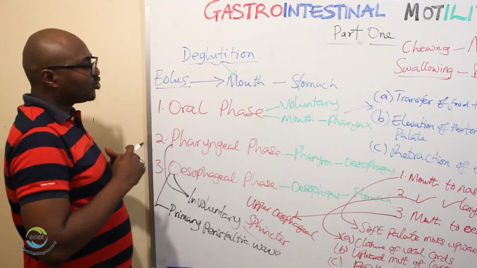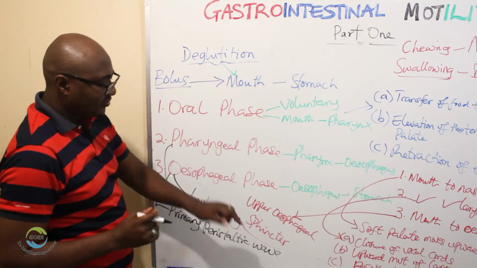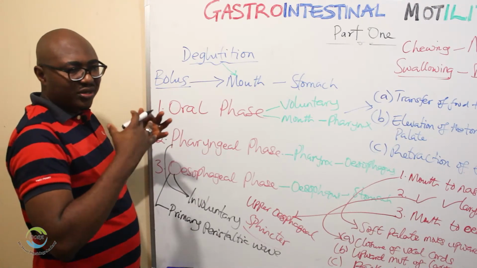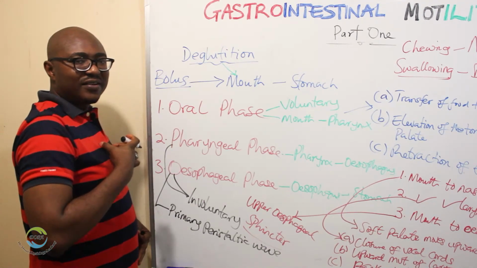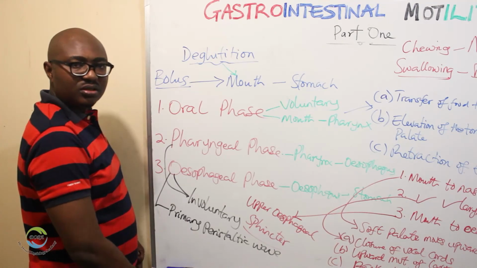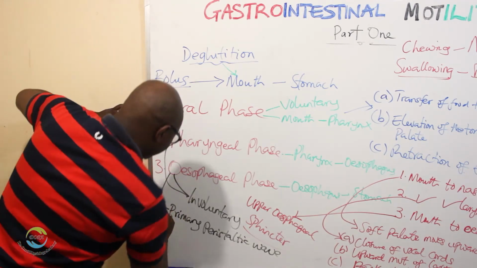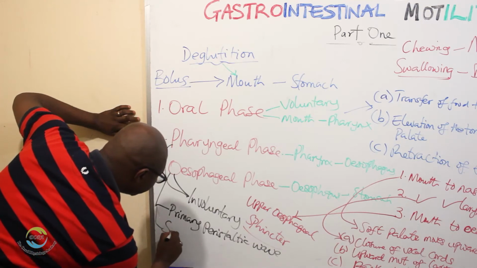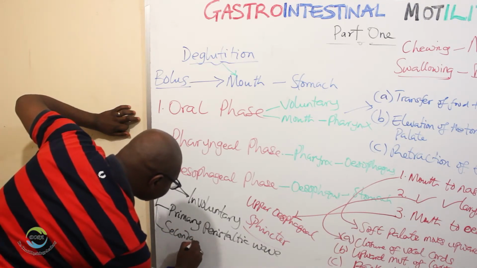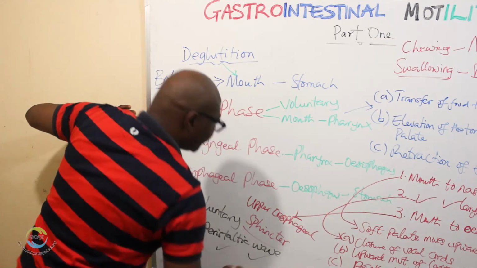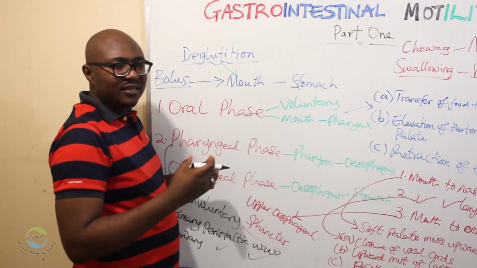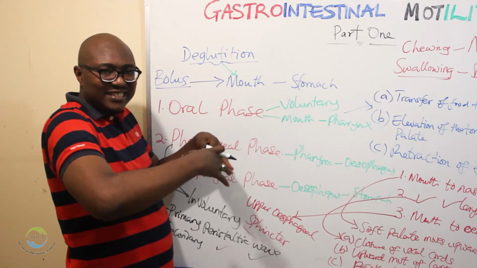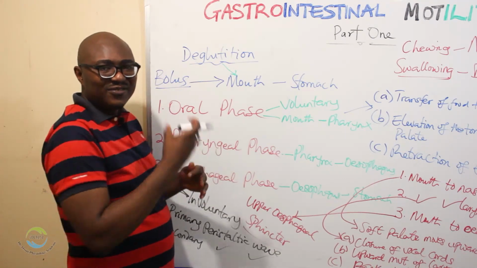The primary peristaltic wave is from the force of the oral phase pushing it. But sometimes this primary peristaltic wave is not strong enough to push the food from the pharynx down to the stomach. So there's another one called the secondary peristaltic wave, and this secondary peristaltic wave is activated by the continuous distension of the esophagus.